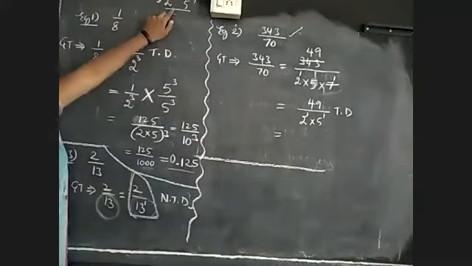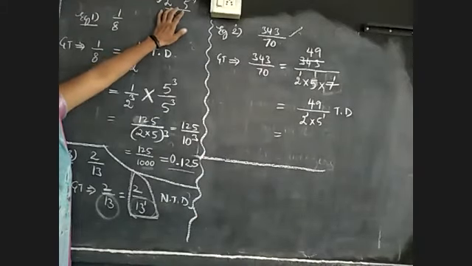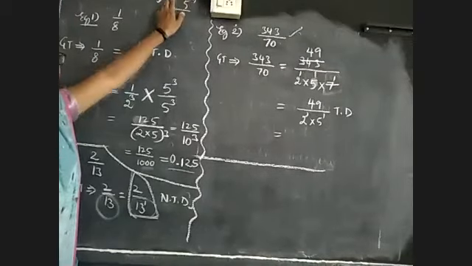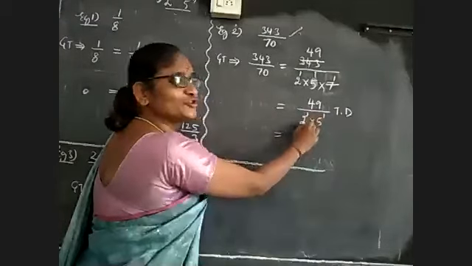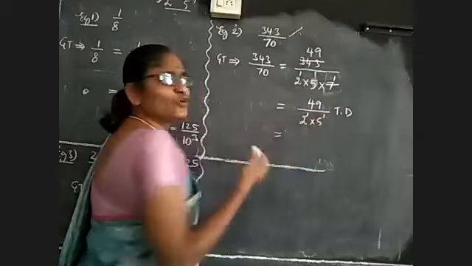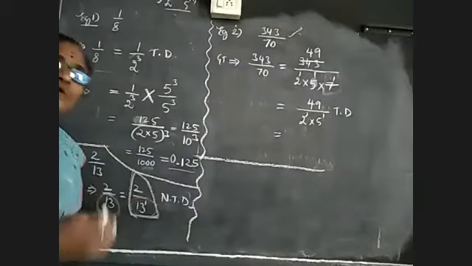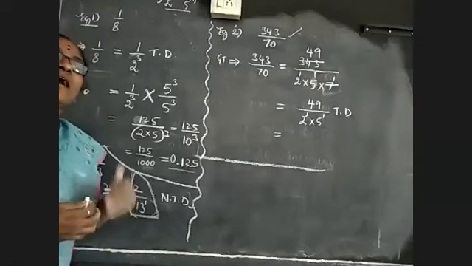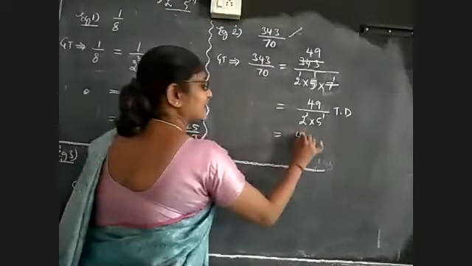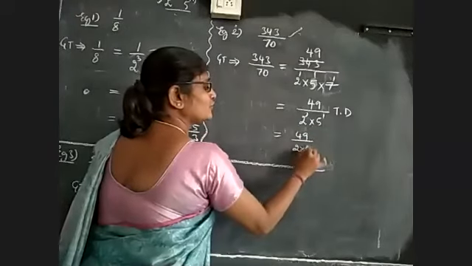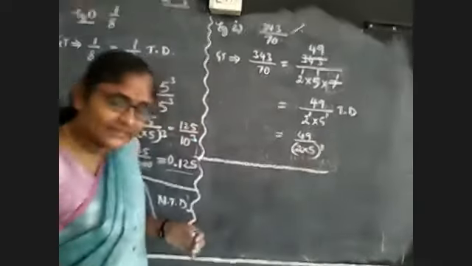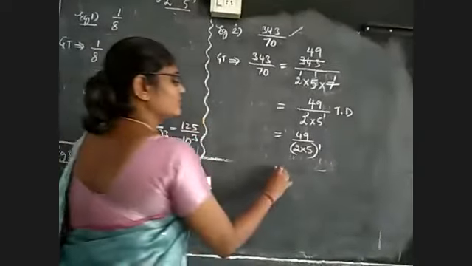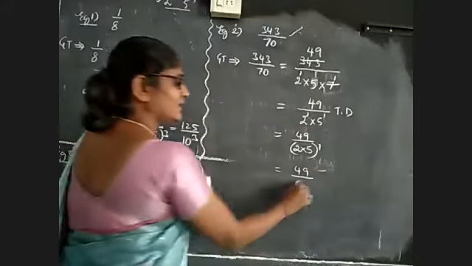To write the decimal value, the condition is the prime factorization of Q must be 2 power n, 5 power m, where n and m are equal. If you observe, n and m are both equal already. If both are equal, we need not multiply or divide with any other number, right? That's why a simple calculation: 49 by 2 into 5, whole to the power of 1. What is our calculation for this? 49 by 10 to the power of 1.